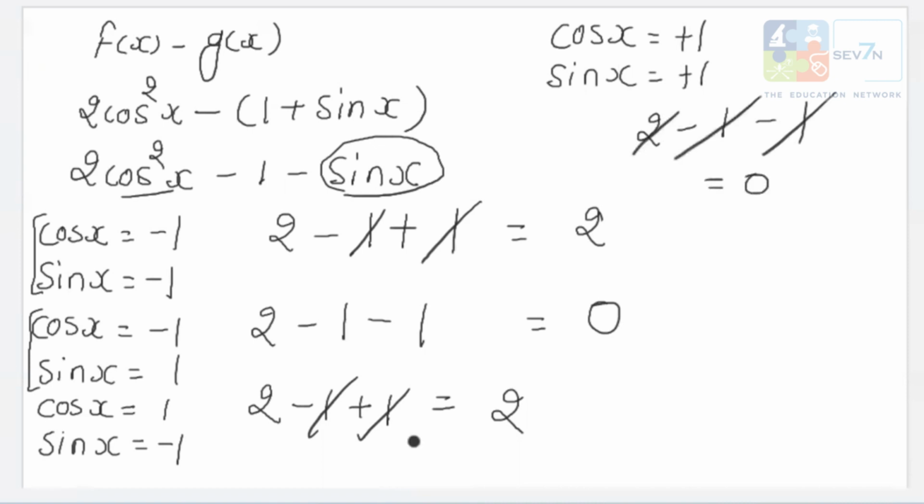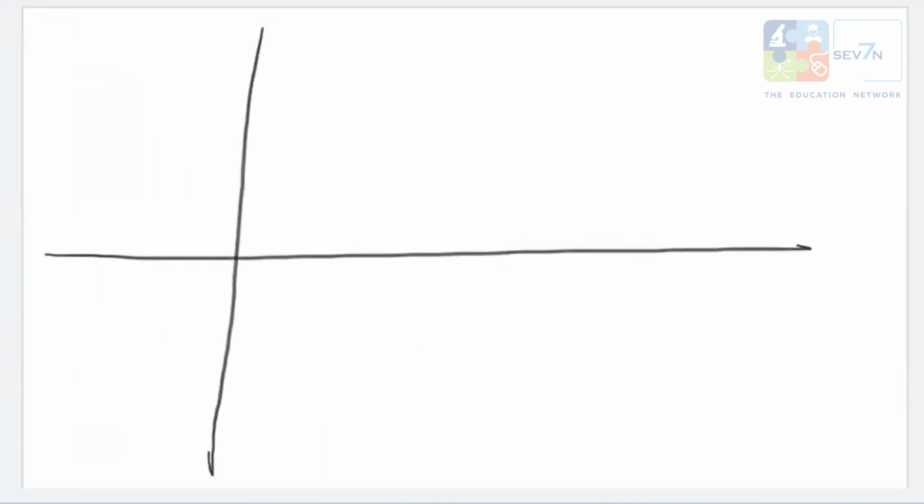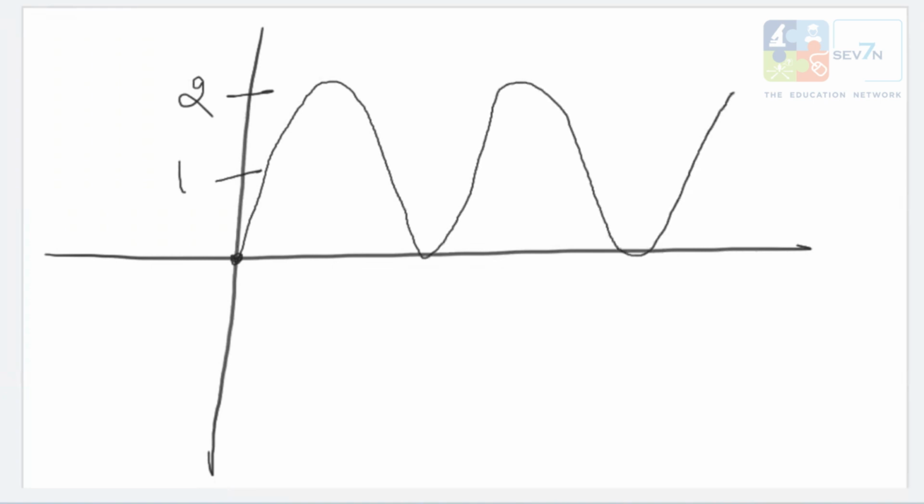Now you can see for f(x) minus g(x), your minimum value is 0 and your maximum value is 2, right? So now you can draw your graph. Your minimum value starts from here. This is 2. This is 1. So your graph will be like this, okay? Just above the x-axis. Clear now? Any doubt?